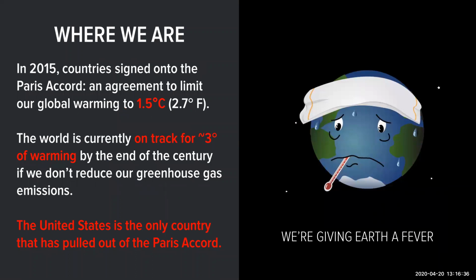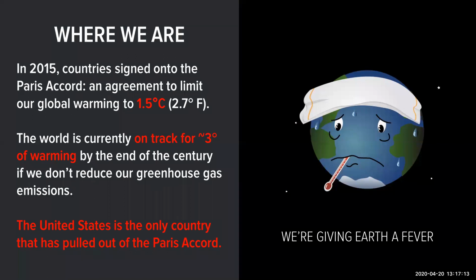In 2015, 197 countries signed on to the Paris Accord, which was a global agreement to reduce greenhouse gases and limit warming to 1.5 degrees Celsius or 2.7 degrees Fahrenheit. Climate change will likely reach 1.5 degrees Celsius between 2030 and 2052. The world is currently on track for about 3 degrees of warming by 2100 if we don't make major reductions in greenhouse gas emissions. We must keep our global warming at 1.5 degrees Celsius, or we could set off the catastrophic effects of climate change.